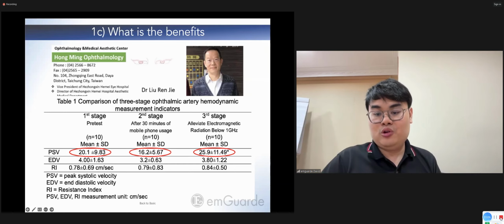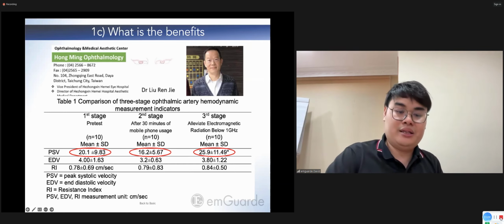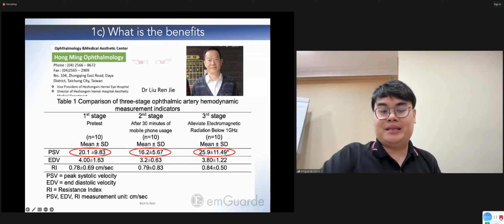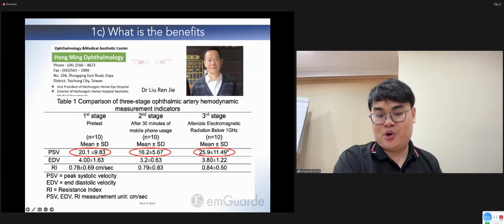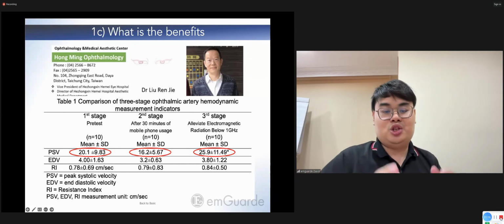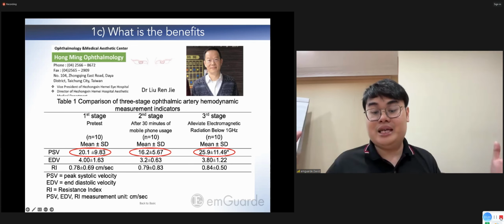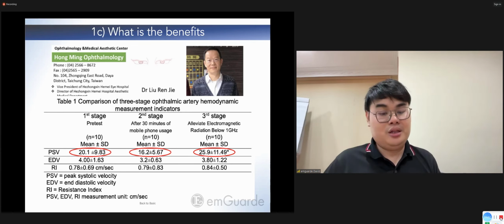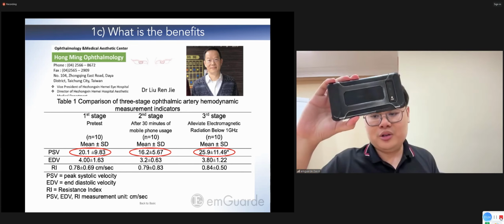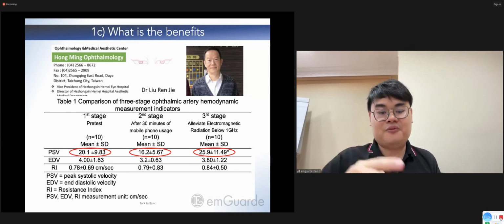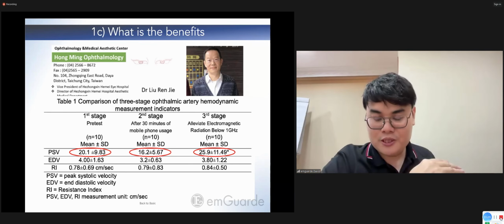And if you look at the third stage and stage 1, did you notice that it is even better than the first stage? 25.9 versus 20.1. Okay, now this is because during the first stage, there is already certain influences of EMR in the environment itself. Not necessarily from the phone, but from the environment. That's the reason why the average reading is a bit lower.